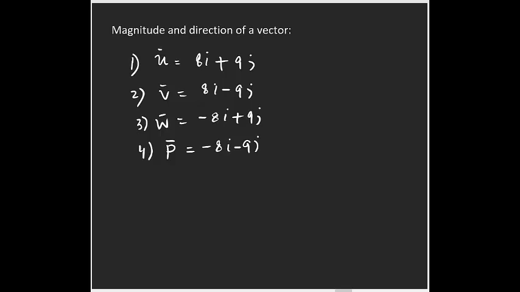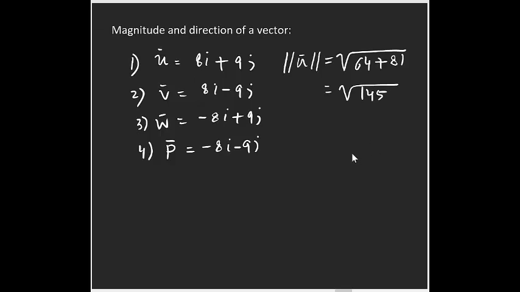Magnitude and direction of a vector. So I'm considering 4 different vectors with the components. The first one, if you see, the terminal side will be in quadrant 1. Second one, terminal side will be in quadrant 4. And number 3, terminal side goes in quadrant 2. And just take a moment and see if you understand what I have said.